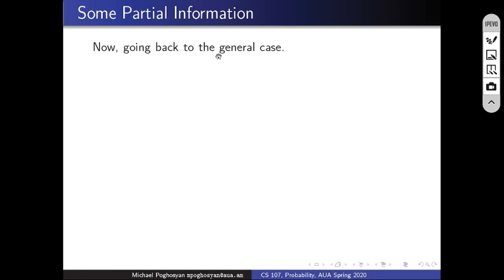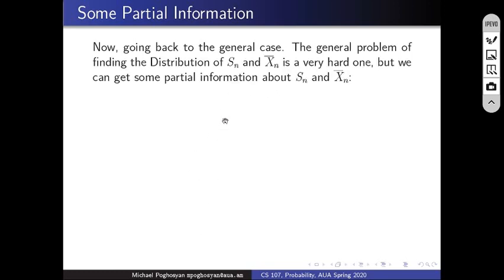Now let's go back to our general case. What can we say about the distribution of Sn and Xn bar, the sum and the average, in the general case? Finding the distributions is very hard, but we can get some partial information very easily. What is that partial information?